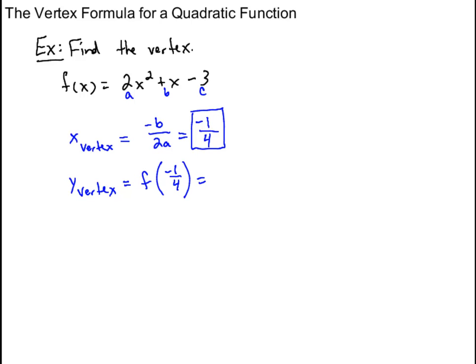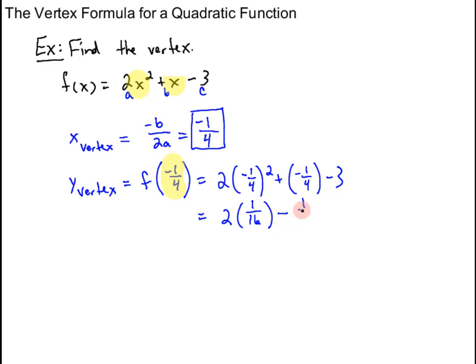The y-coordinate of the vertex is what you get when you plug this value, negative 1/4, into the function. Every place I see an x in my function, I replace it with negative 1/4. So I have 2 times negative 1/4 squared, plus negative 1/4, minus 3. Negative 1/4 squared is 1/16, so 2 times 1/16 is 1/8, minus 1/4 minus 3.